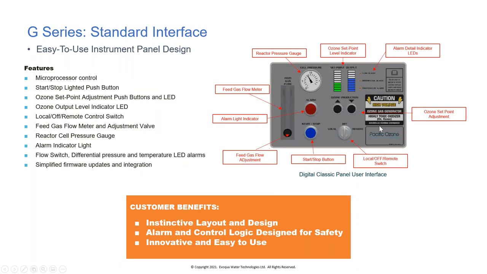This is our panel interface. What comes in the panel is a reactor pressure gauge. This reactor pressure gauge is to monitor the pressure of the reactor cell itself. And then it comes with a feed gas flow meter. This is to monitor the amount of oxygen being fed. Typically the amount of oxygen depends on the model: the lowest model, the 18 grams per hour model, will require 20 cubic feet per hour of oxygen fed. And the highest one, at 70 grams per hour, will require 30 to 40 cubic feet per hour.